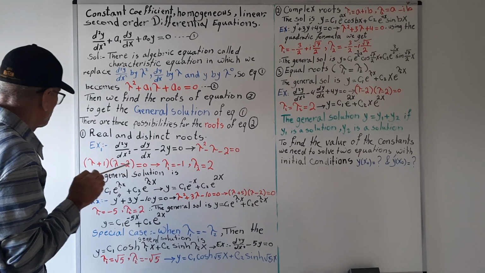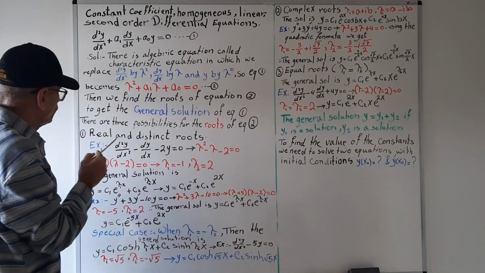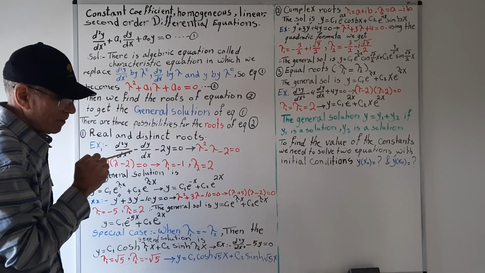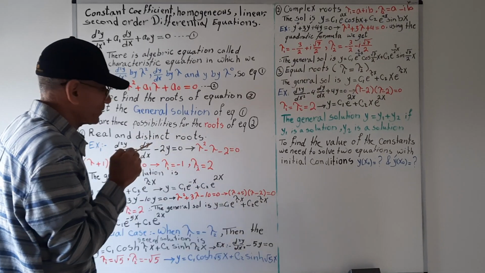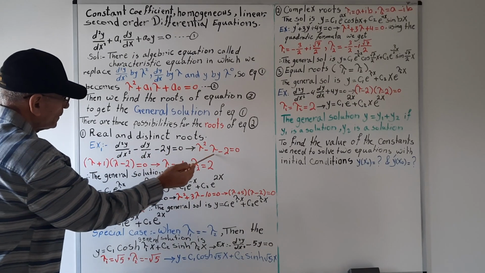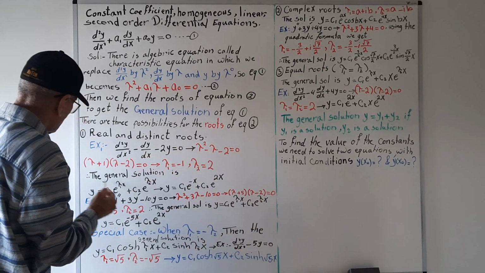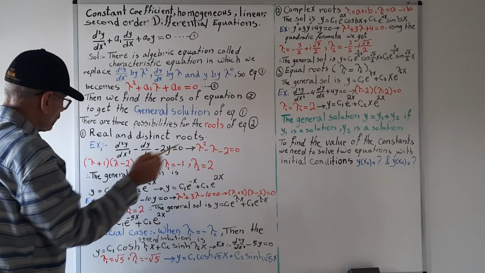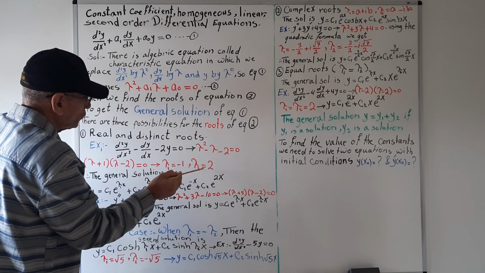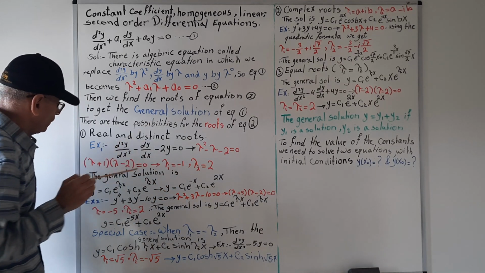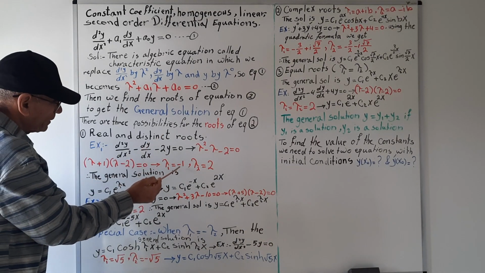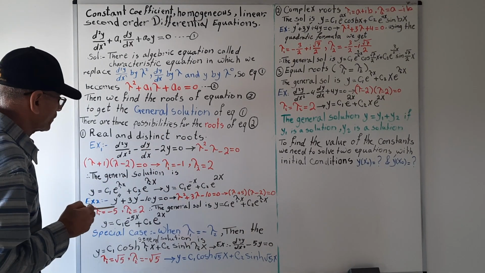3 cases. The first one, the roots are real and distinct roots. They are not equal, but they are real numbers. And here, for example, this differential equation, this is the characteristic equation, and here we factor this equation. So we got lambda 1 equal minus 1, and lambda 2 equal 2. So they are not equal, but they are real numbers.